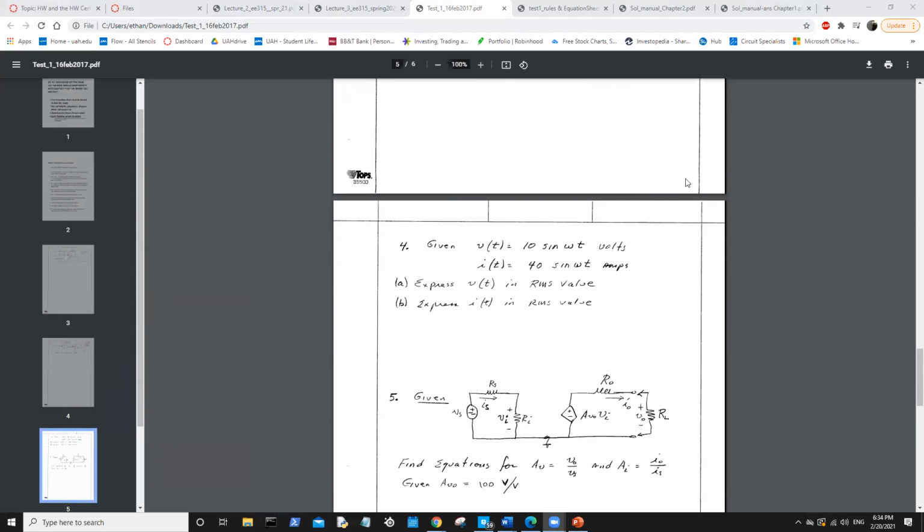All right, we have this one. So I was actually talking with Hayden about this one earlier.